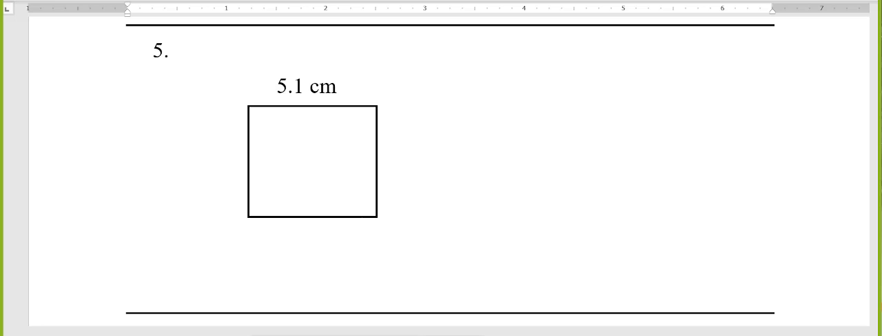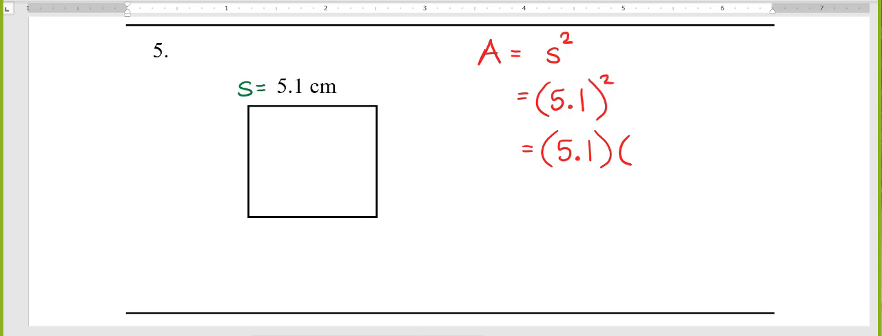All right, number 5. We have that the side length of a square is 5.1 centimeters. The formula for the area of a square is side squared. So we want to do 5.1 squared. The base is 5.1, the exponent is 2. So that formula tells us to do 5.1 times 5.1. I cannot do that in my head, so I'm going to come over to the side and say 5.1 times 5.1.